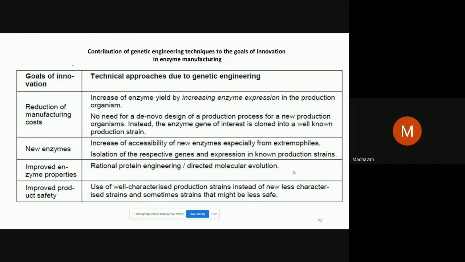Instead, the enzyme gene of interest can be cloned into a well-known production strain, and then you can have overexpression of this enzyme. So you can increase the titer of this enzyme. And for new enzymes, we need increased accessibility of new enzymes, especially from extremophiles, and the isolation of the respective genes and expression in non-production strains.